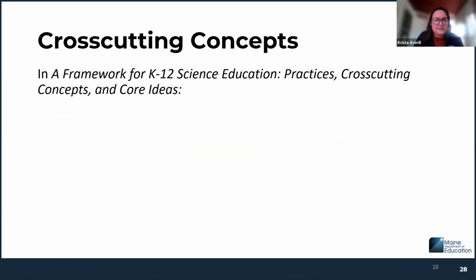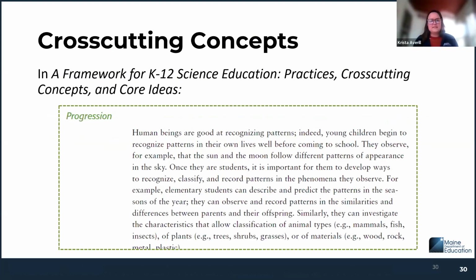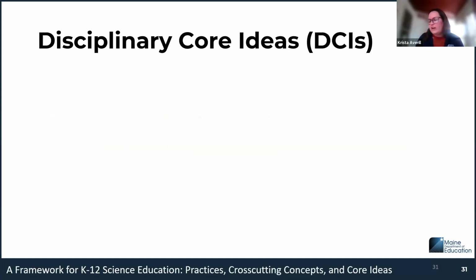The framework does offer some resources for cross-cutting concepts, including in-detail descriptions of each of those CCCs, and again, as well as that progression from early elementary school through the end of high school. And our last of the 3 dimensions are the disciplinary core ideas, or DCIs. So these describe the core ideas in each scientific discipline, physical science, life science, and earth science, that students should know and understand by the end of high school.